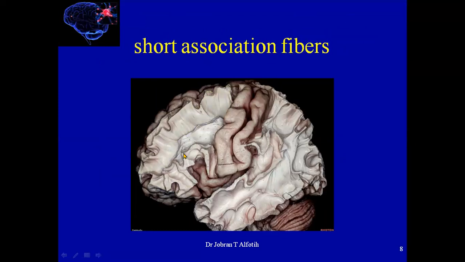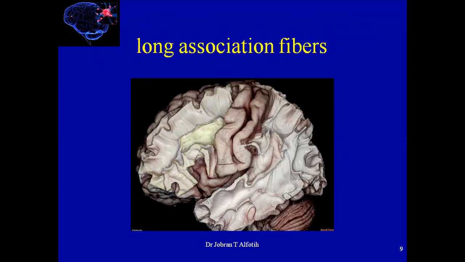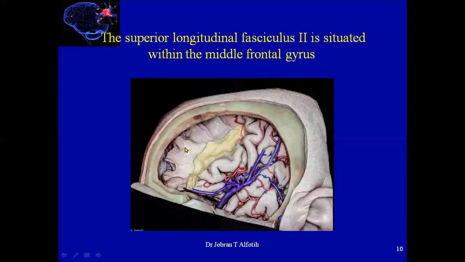Here are the short association fibers, called U fibers, that connect neighboring gyri to each other. Here are the long association fibers, called the superior longitudinal fascicles, SLF1, SLF2, and SLF3. This is the superior longitudinal fascicle number 2, and its location is in the middle frontal gyrus.